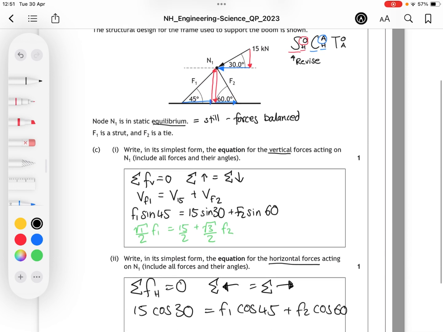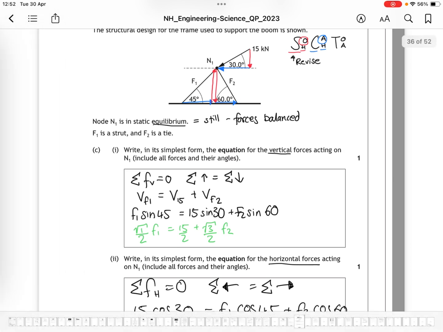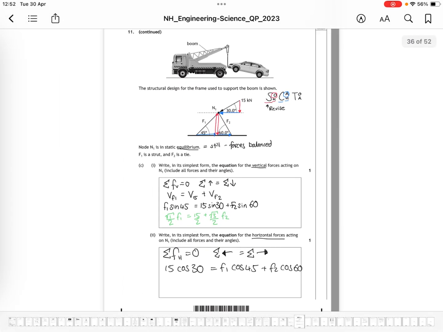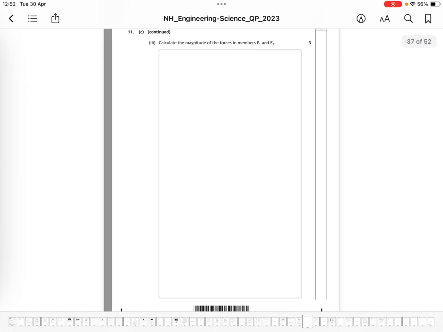And so you can see there that if you understand your SOHCAHTOA, and if you understand how to break these forces at angles into their component vertical and horizontal parts, these questions become very simple. So that's 2 marks there. And what's helpful is these parts of the questions are guiding you to the next part.